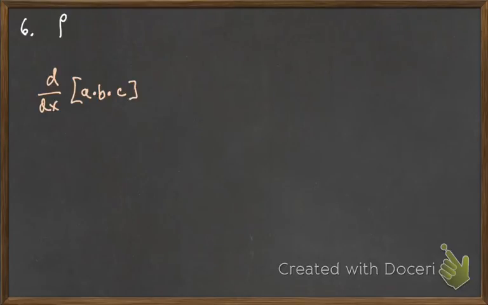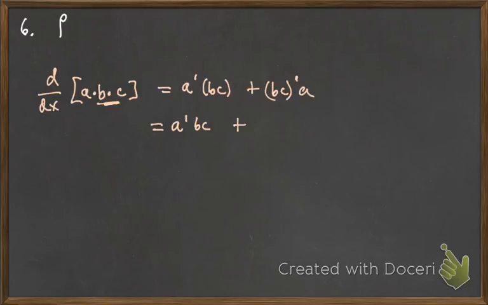So what we can do is we can treat this as one function, the BC. So it'll be A prime times BC plus the derivative of BC times A. Okay. All right. So that gives us A prime BC plus, and then when I take the derivative here, then I've got to do the derivative of BC.